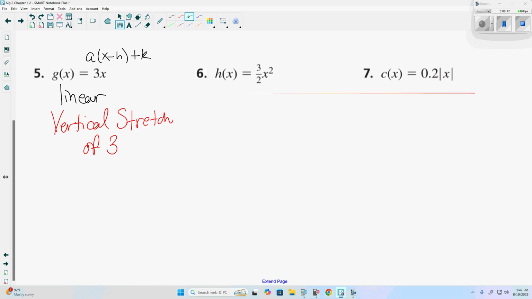Questions on this here? We ready for the next one? H of x equals 3/2 x squared. Family would be quadratic. Again, just like the last 3, there's no value for h, there's no value for k, but there is a value for a, yes? It's not negative, so there is no reflection. And because it's a fraction, it is a vertical shrink. Yes?